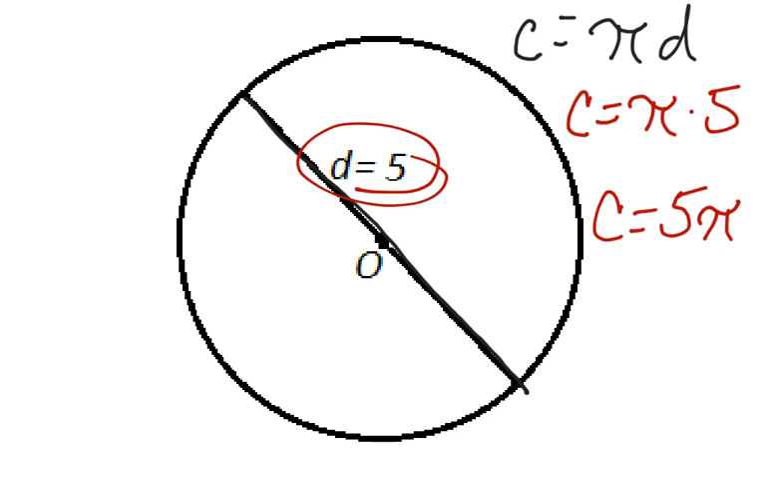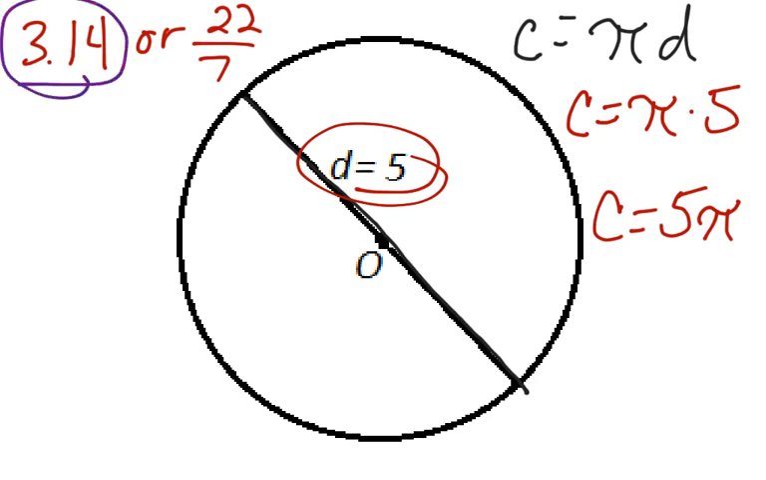Oftentimes, you will be asked to estimate the circumference. In this case, we usually use either 3 14/100ths for pi, or we use the fraction 22/7. Anytime you have a multiple of 7, of course, you're going to want to use 22/7. That's usually easier. But in this case, we have 5, so we can estimate for pi 3.14, or 3 14/100ths.